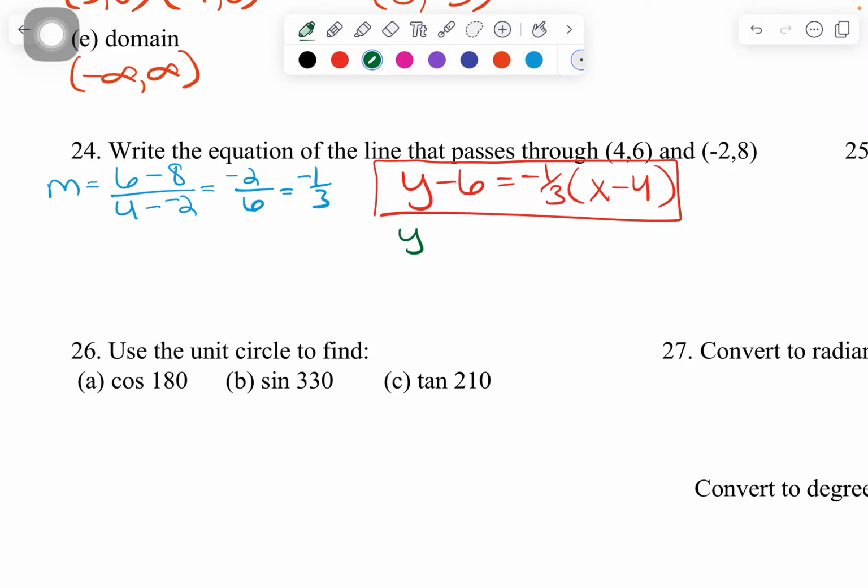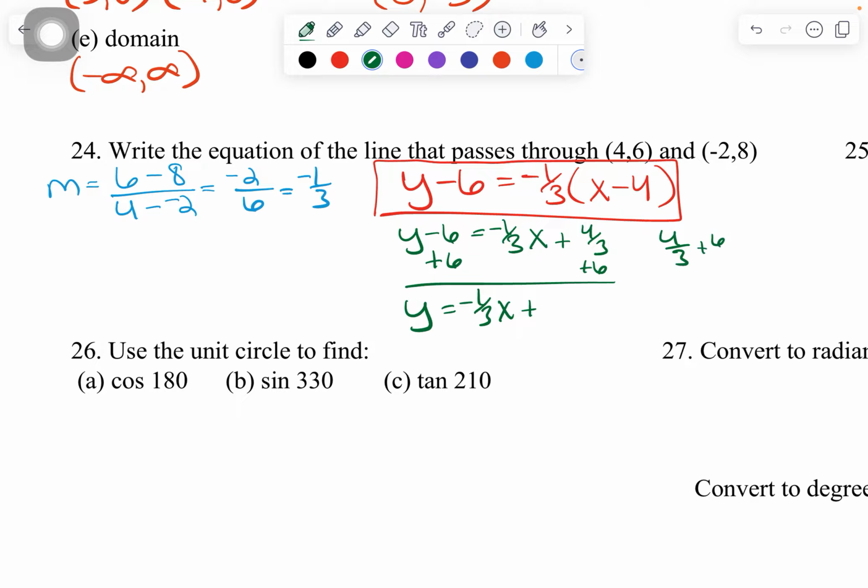You can multiply this out. So y minus 6 is equal to negative 1/3 x, plus 4/3, and I'm going to add 6 to both sides. So y is equal to negative 1/3 x plus, let's do over to the side here, 4/3 plus 6. I need a 3 here, so 6 times that is 18/3. So 4/3 plus 18/3 is going to be 22/3, and that would be your slope-intercept form.